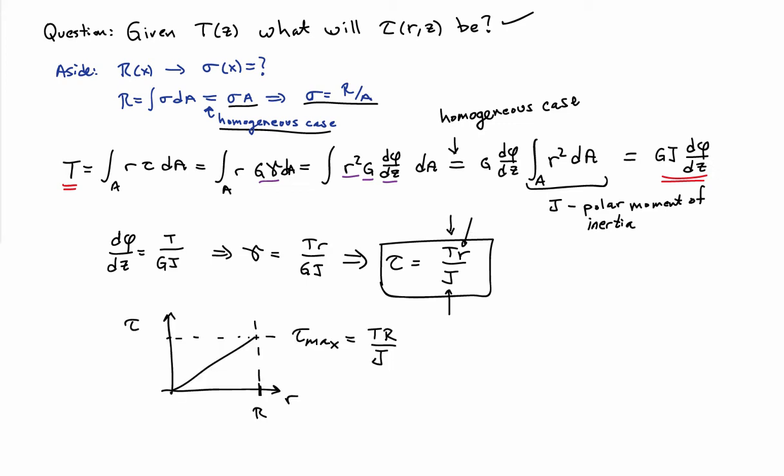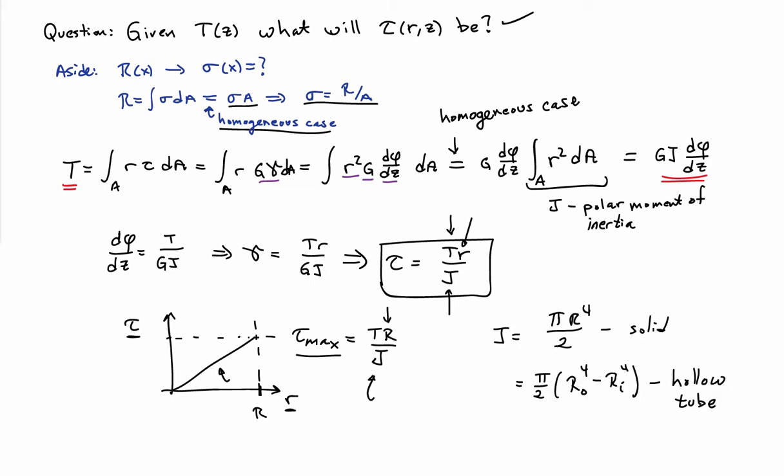If I plot my result here, the shear stress tau as a function of radius is a straight line, and the maximum value of the shear stress is T times the outer radius, capital R, divided by the polar moment of inertia, capital J. Just for reference, for a solid bar J is pi r to the 4 divided by 2. For a hollow tube, it's the difference of the outer radius to the fourth power and the inner radius to the fourth power, multiplied by pi over 2. Those are two useful expressions for solving problems.